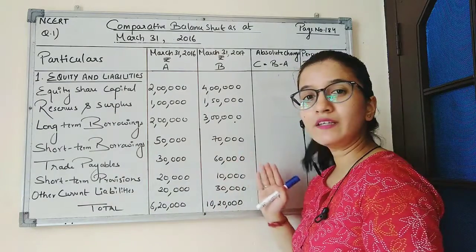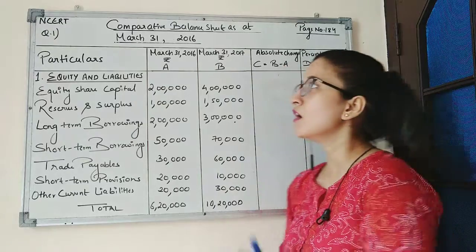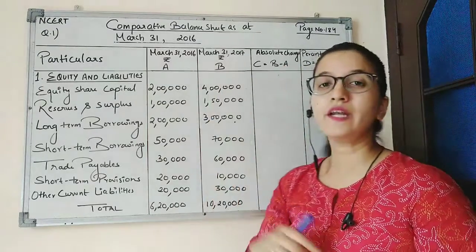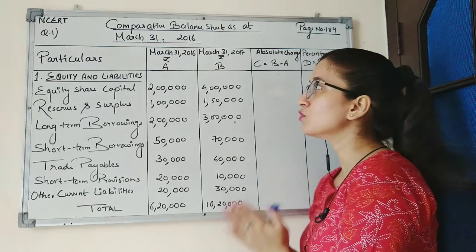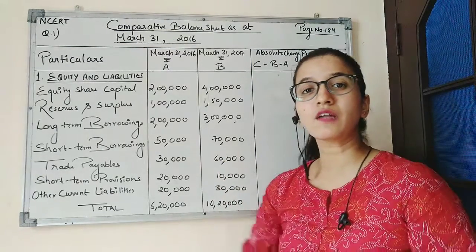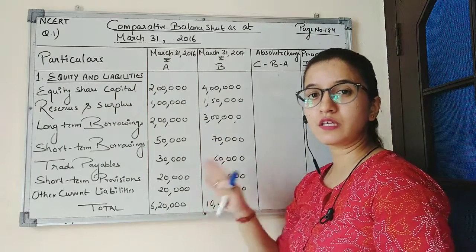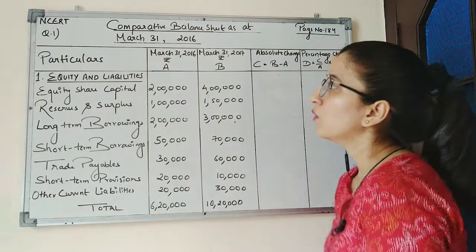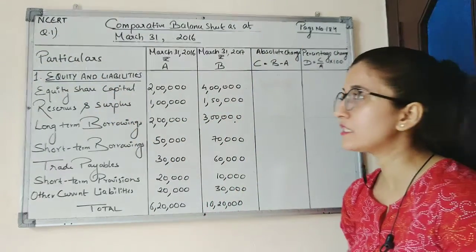So I have divided these balance sheets and profit and loss account into four topics. First topic is comparative balance sheet. In this video, I'll be explaining two topics, which are comparative balance sheet and common size balance sheet. Here we will solve the practical question based on these balance sheets. Now, here is question number 1 of NCERT, page number 184.